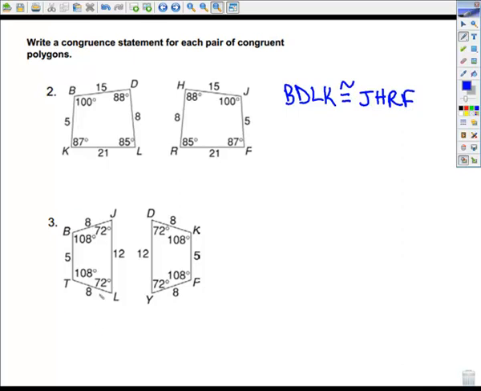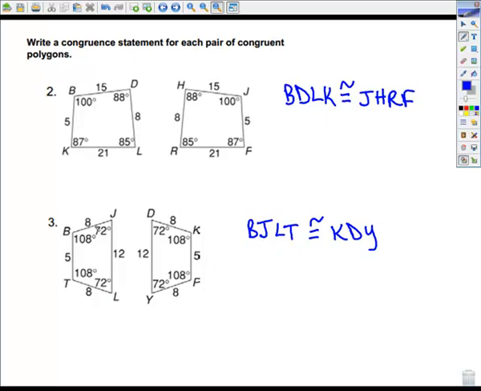Let's try this one down here. We also have quadrilaterals. Specifically, what type are these? They are trapezoids. So I'm going to go B, J, L, T. And B is 108, so is K. J is 72, and so is D. L is 72, and so is Y. So you have to be careful that you're putting them in the right order, since there's two 108s and two 72s. So B, J, L, T.